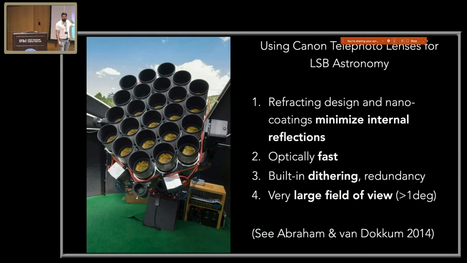And it turns out that refracting telescopes like this are extremely good for low surface brightness astronomy because they minimize internal reflections, both from not having a big mirror and open design, but also from Canon spending millions of dollars in R&D on nano coatings on the optical elements. They're also optically fast systems. You get this built-in dithering and redundancy in a very large field of view.